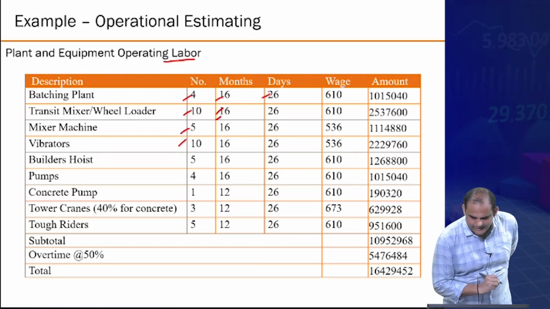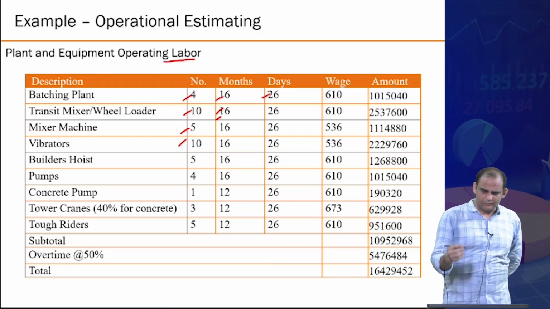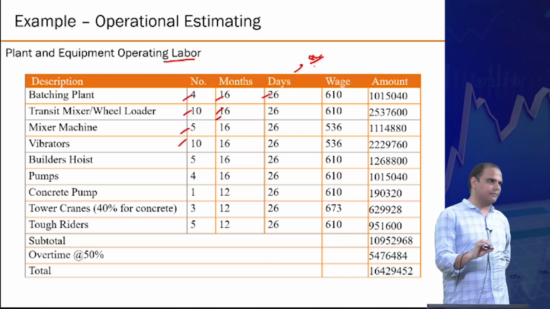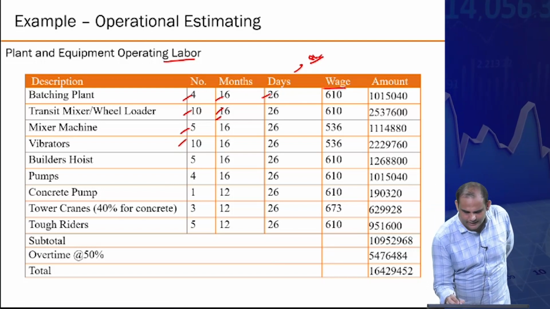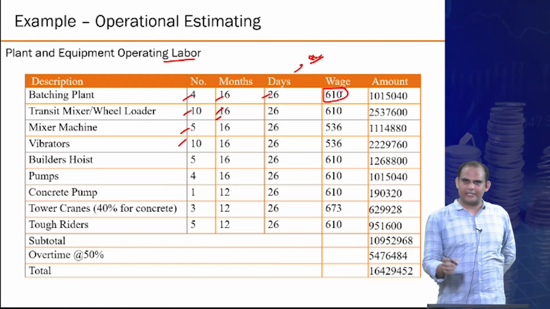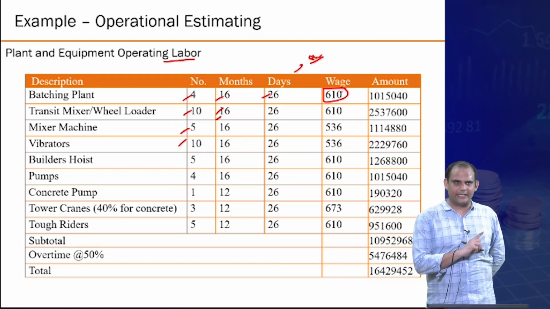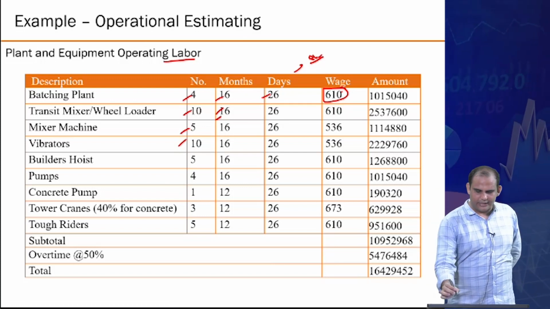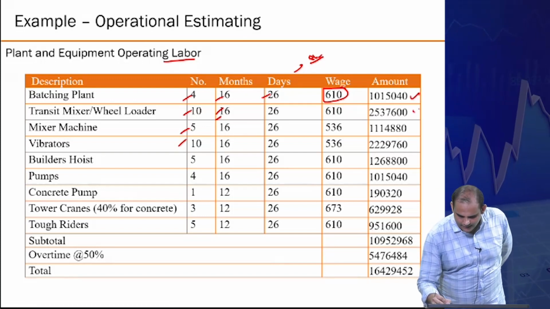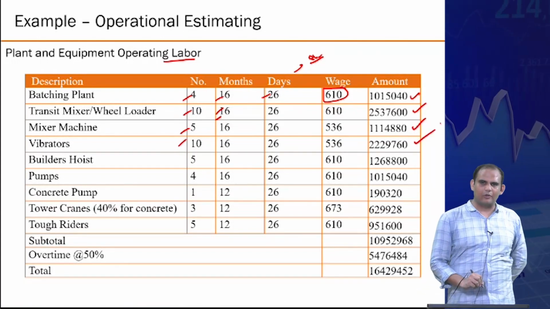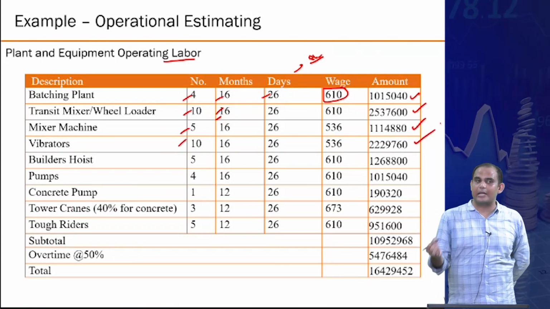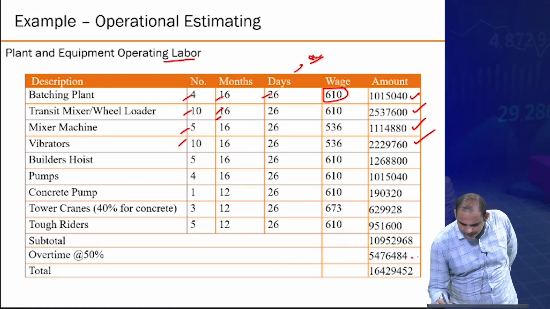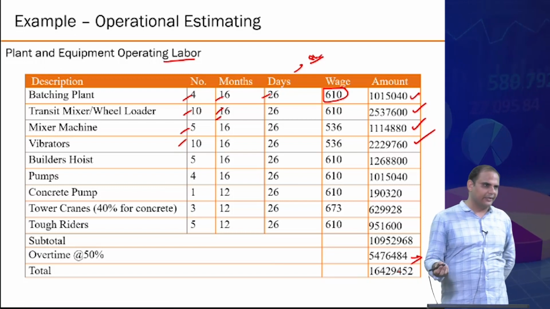Months, 26 days, and in a day, since we are assuming 8 hours by default, that's where we also estimated the hourly wage of the workers in the previous examples I showed you, right? 610 was for per day, assuming a day was 8 hours long. So we are using that number directly. So you get the amount of labor you will require to operate this machinery, right?